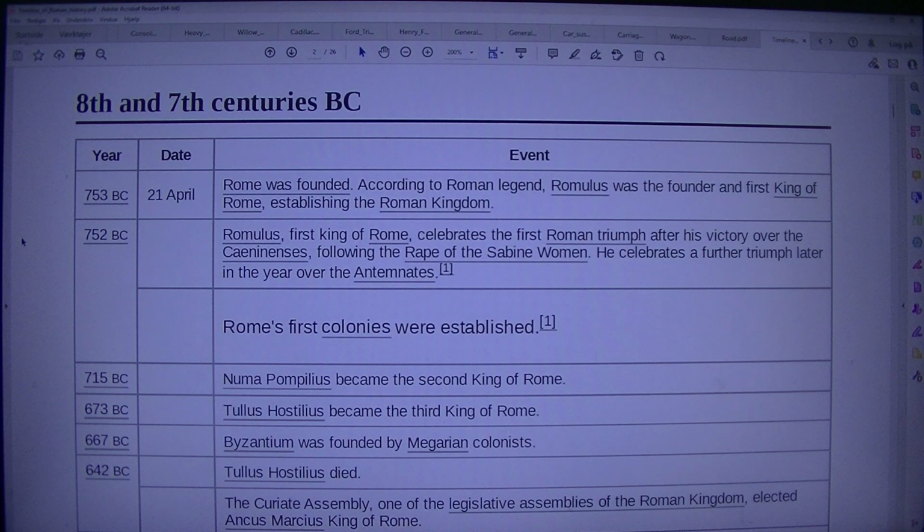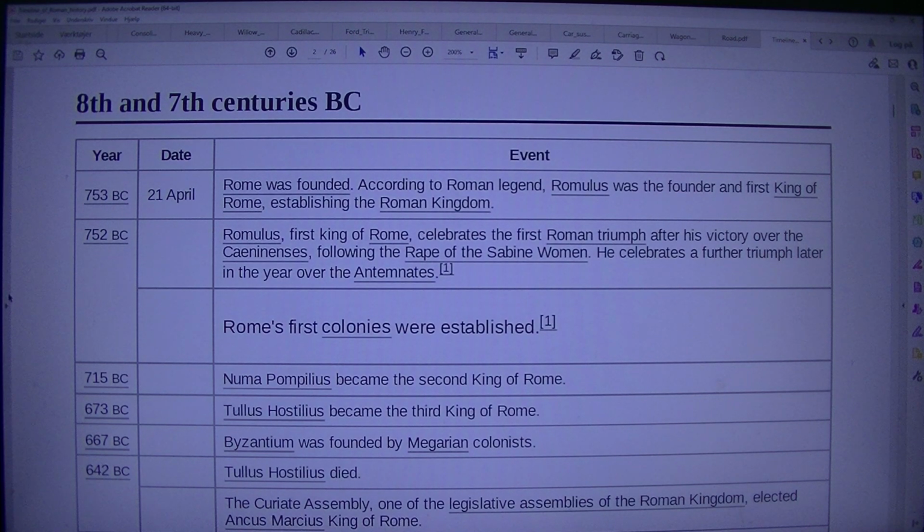8th and 7th centuries BC. 753 BC, 21 April: Rome was founded. According to Roman legend, Romulus was the founder and first king of Rome, establishing the Roman Kingdom. 752 BC: Romulus, first king of Rome, celebrates the first Roman triumph after his victory over the Caeninenses, following the rape of the Sabine women. He celebrates a further triumph later in the year over the Antemnates.